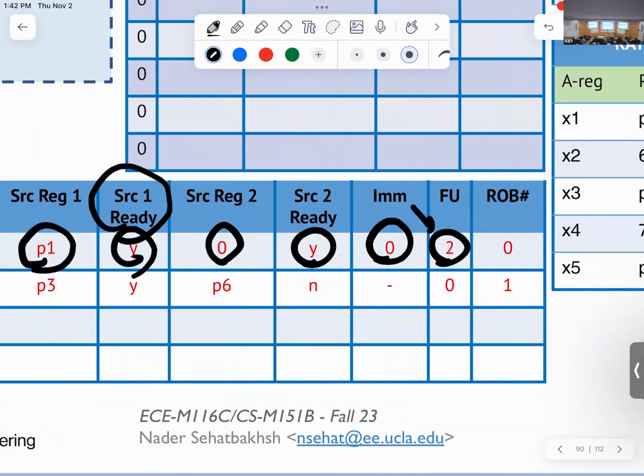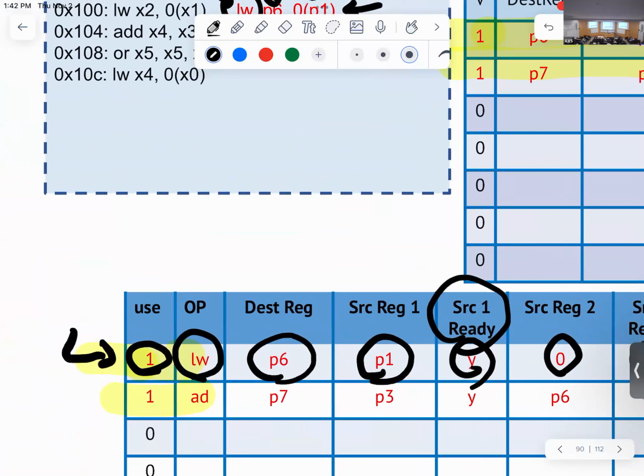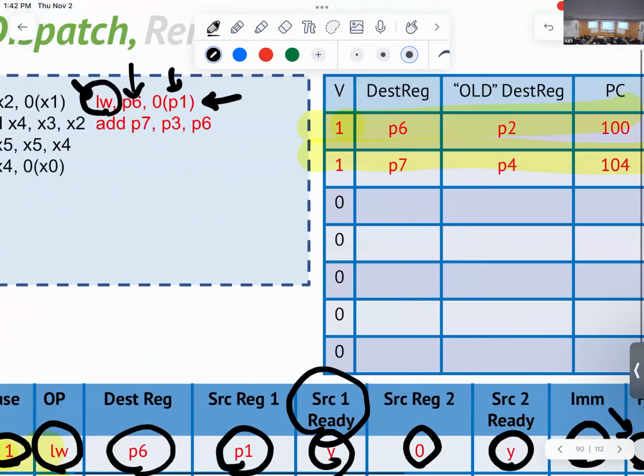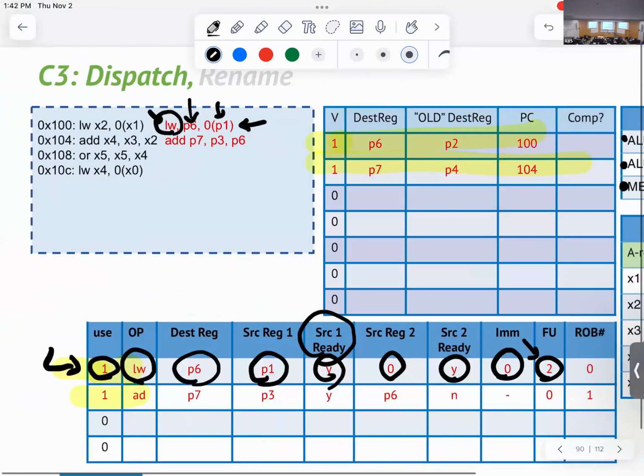As I said, the moment I put these things in my reservation station, I also reserve a spot in my ROB. So in my ROB, I'm going to say that this lane is connected to the first lane in my ROB. I'm going to save 0 here. All right, so this is it with my reservation station.